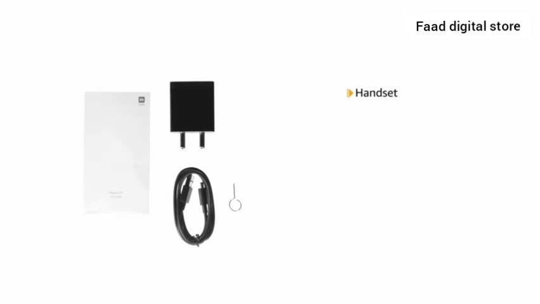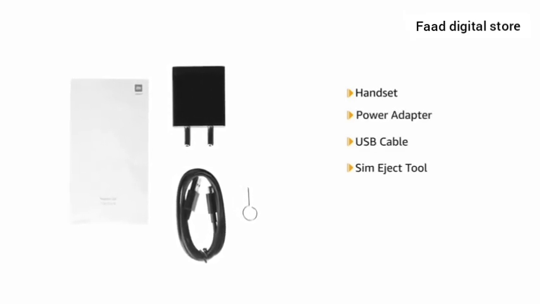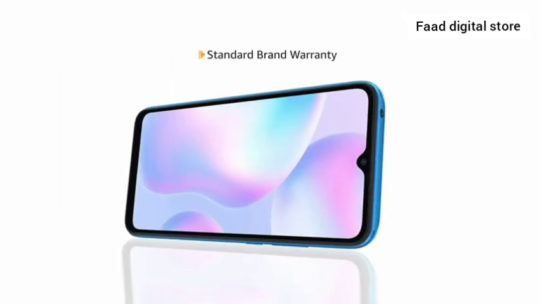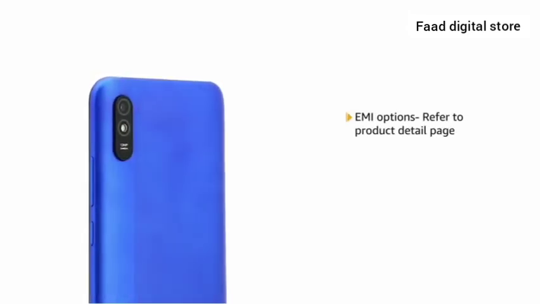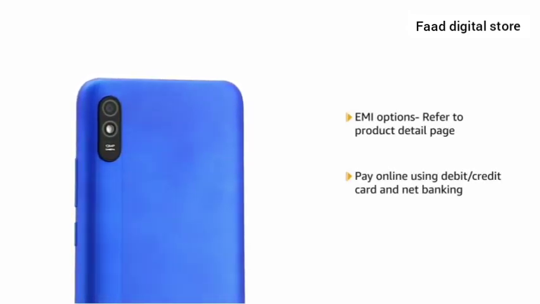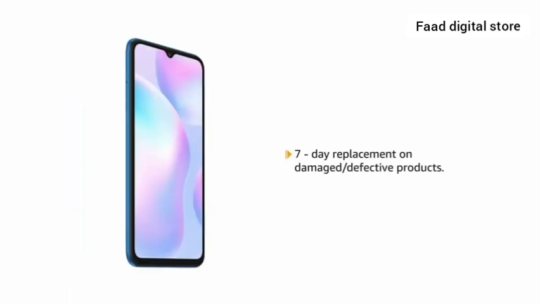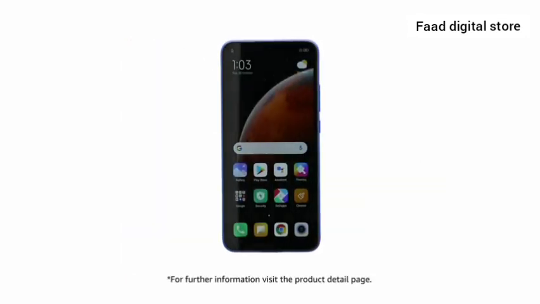The box includes handset, power adapter, USB cable, SIM eject tool, warranty card and user guide. It comes with standard brand warranty. For EMI options, refer to the product detail page. Pay online using debit or credit card and net banking. 7-day return or replacement policy for damaged or defective product. For further information, visit the product detail page.